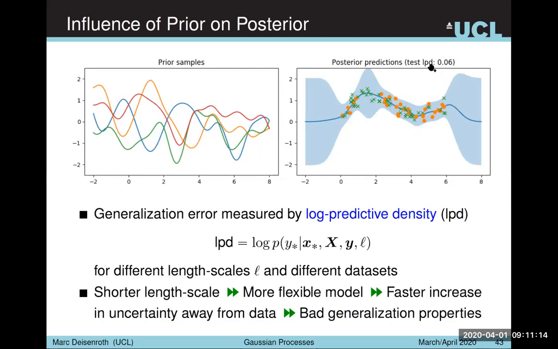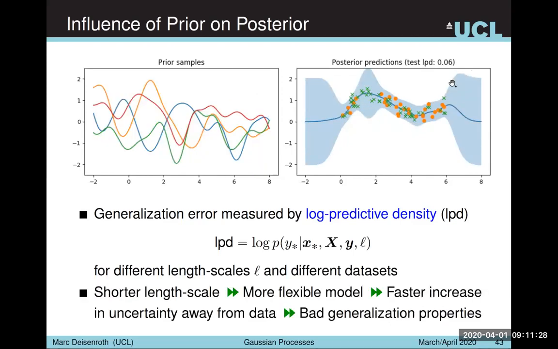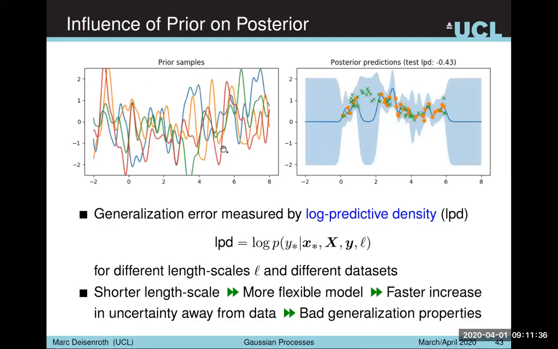The log predictive density also measures this, or gives a numerical value to this. With the previous length scale, we had 0.14 as a log predictive density. Now we have 0.06, so that is lower. This fit is actually worse than the one before. We can go a bit more extreme and make the length scale even shorter. You can see how super flexible these models are. Then our log predictive density is minus 0.43, so that's even worse.